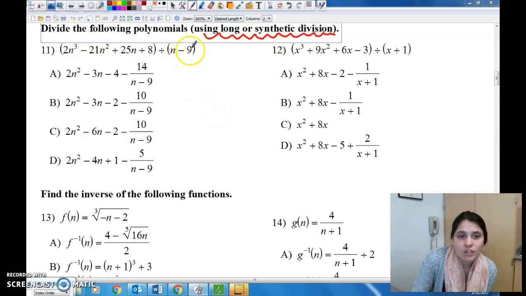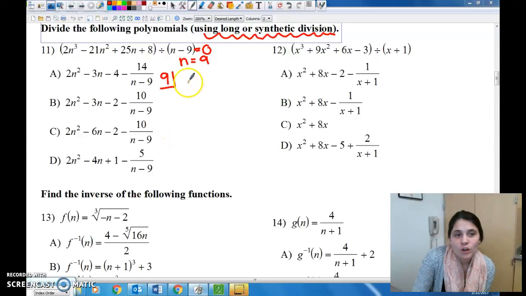So to do synthetic division, I first need to find the solution to this answer. If I set this equal to 0, I can add 9 to both sides, and n equals 9. So I'm going to put 9 in my nice little cubbyhole to start. And then across the top, I'm listing the coefficients of my polynomial. Coefficients are the first number of each term. So I have a 2, and then a negative 21, and then a 25, and then an 8.